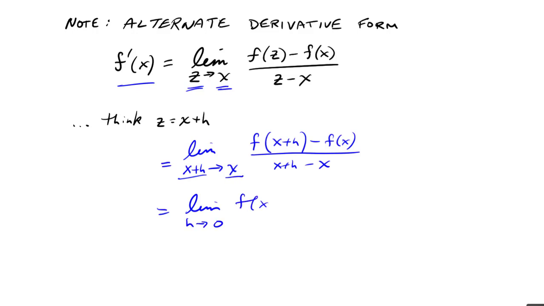And f of x plus h minus f of x, and the denominator becomes h. So it is perfectly equivalent. You would just find that there are some places that it might be just a little simpler to look at a derivative using this form of the derivative instead.